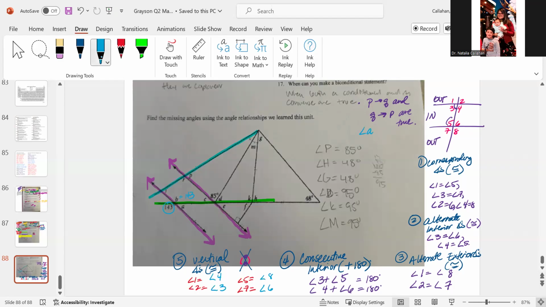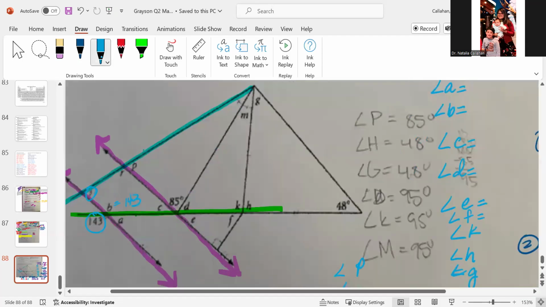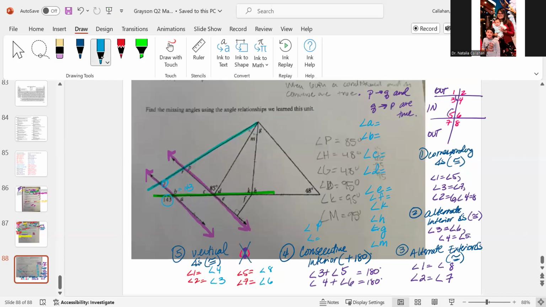You need to find angles A, B, what else? C, D, E. Is there F? No. There is E. There's K, H. No, there is F. Just kidding. F, G, H. There's an angle M. There's an M. And there's a P. Is that an S? What is that right there? Is that an angle? I can't tell what that is. Is that angle S? Let me throw a question mark.